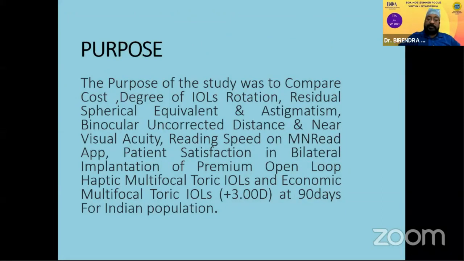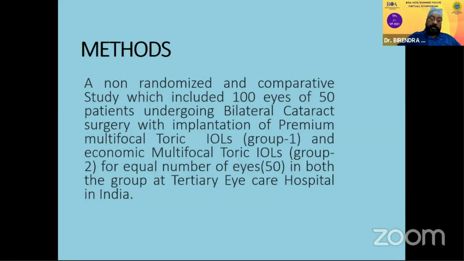What is the purpose? The purpose of the study was to compare the cost, degree of IOL rotation, residual spherical equivalent and astigmatism, binocular uncorrected distance and near vision, reading speed on the M1 Read app, patient satisfaction and bilateral implantation of premium open loop haptic multifocal toric IOLs versus the economic multifocal at 90 days in the Indian population. The method was a non-randomized comparative study which included 100 eyes of 50 patients each.